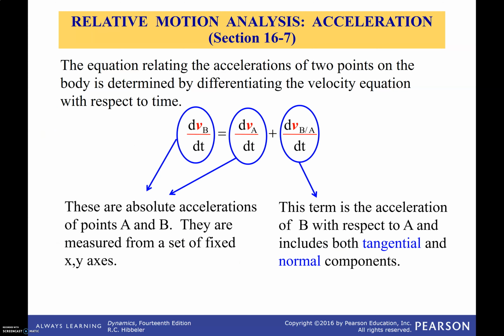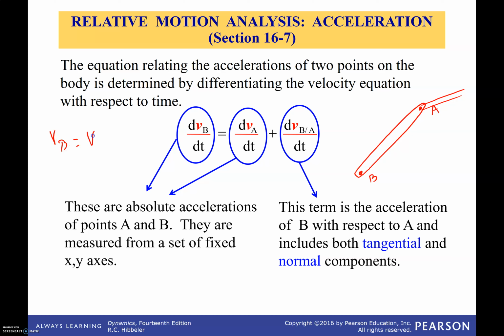If you remember from previous sections, if you have, say, a link here, and this is point A, and this is point B, and this is connected to something else here, it doesn't matter right now. Then we wrote that the velocity of B was the velocity of A plus the velocity of B relative to A. So then you have the translation part and the rotation part. This is the equation that we wrote before.